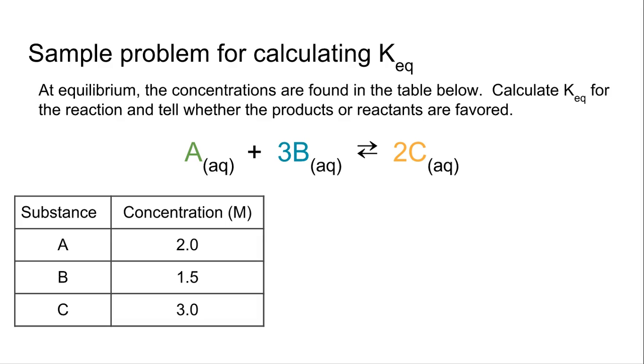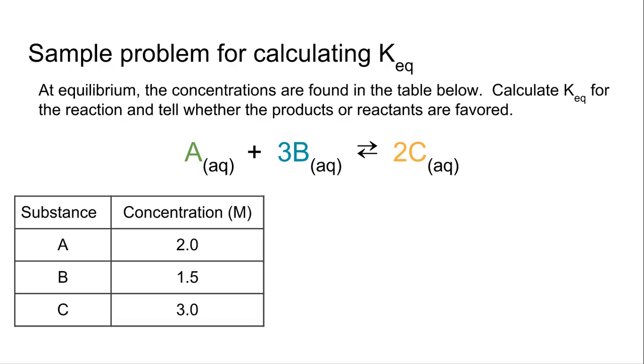So here's a sample problem calculating KEQ. Let's look at what we have here. At equilibrium, the concentrations are found in the table below. Calculate KEQ for the reaction and tell whether the products or reactants are favored. So look at our concentrations down there. We have A plus 3B yields 2C. And our concentrations at equilibrium are given in the table there.